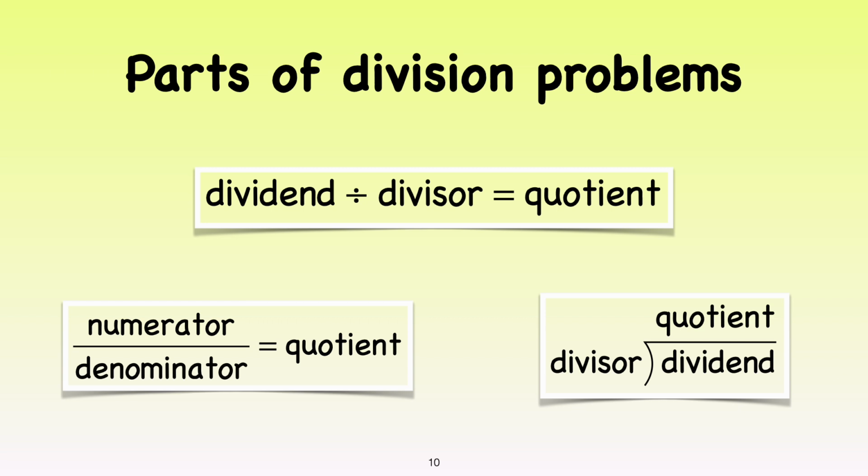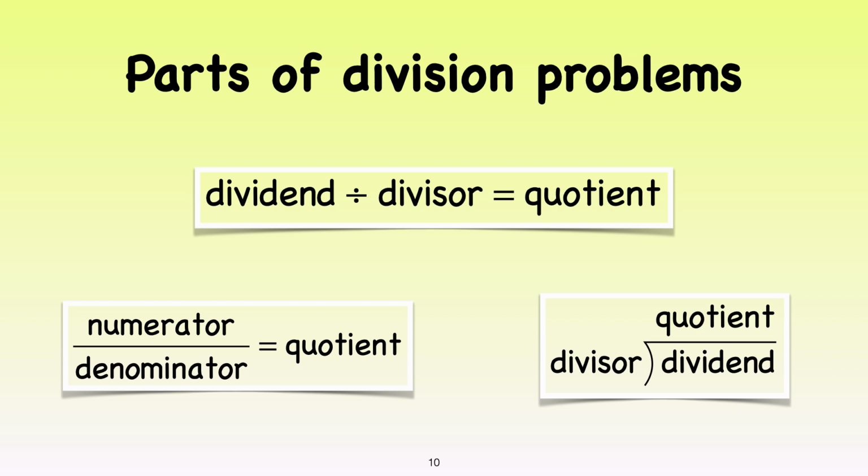Let's talk about how we represent division and what we call the parts in their various forms. When we write the problem out with the double dot division symbol, the first number is the dividend and the second is the divisor. On the other side of the equal sign is the quotient. That's the answer. When we write it as a fraction, the dividend becomes the numerator and the divisor is the denominator. On the other side of the equal sign is still the quotient.